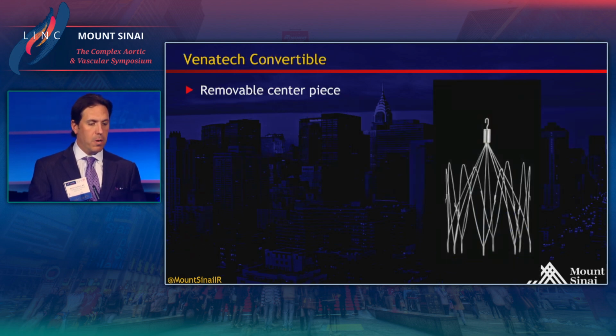Well, the Venatech Convertible is available, and this is a Venatech filter, but the middle piece is removable via snare, but it's a second procedure. So you can pull that middle part out, and you're basically left with almost like a Z-stent inside the cava, which presumably would allow more flow.